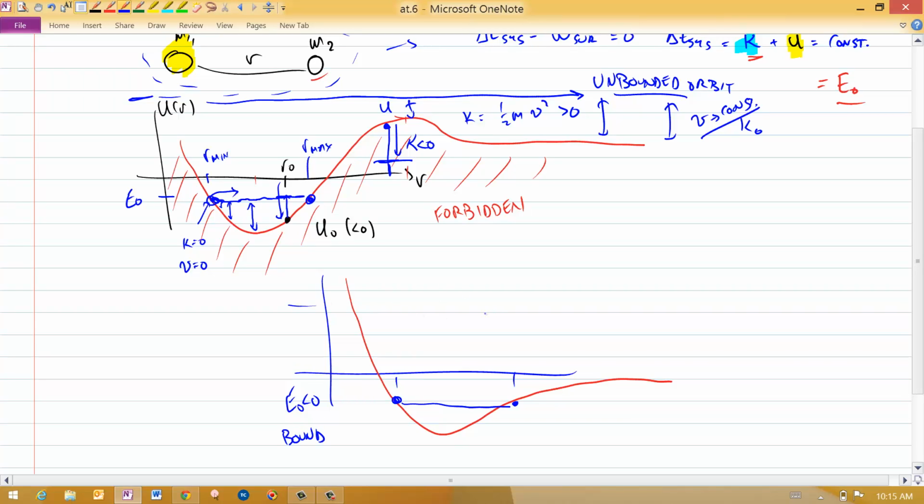If the energy is positive, no matter where you start off, let's suppose you start off at this R with this much kinetic energy, and you're heading inwards, you'll go to some minimum spot where you have to stop, and then you will go back out, and you'll go out to infinity. This is, again, an unbounded orbit.